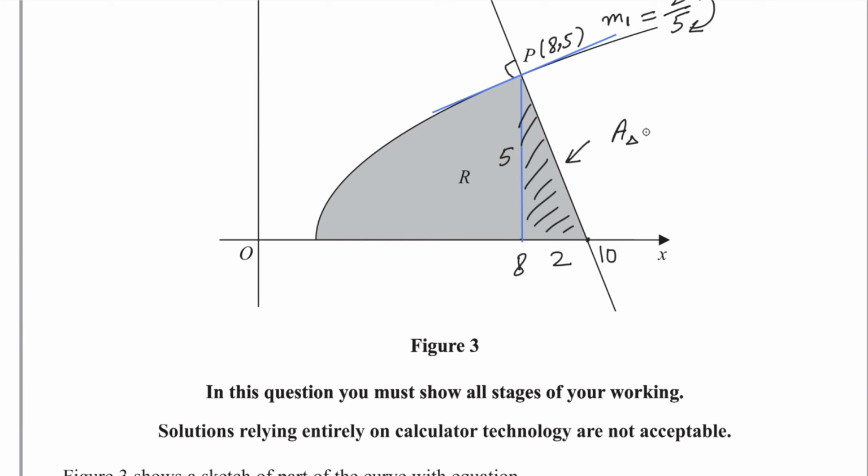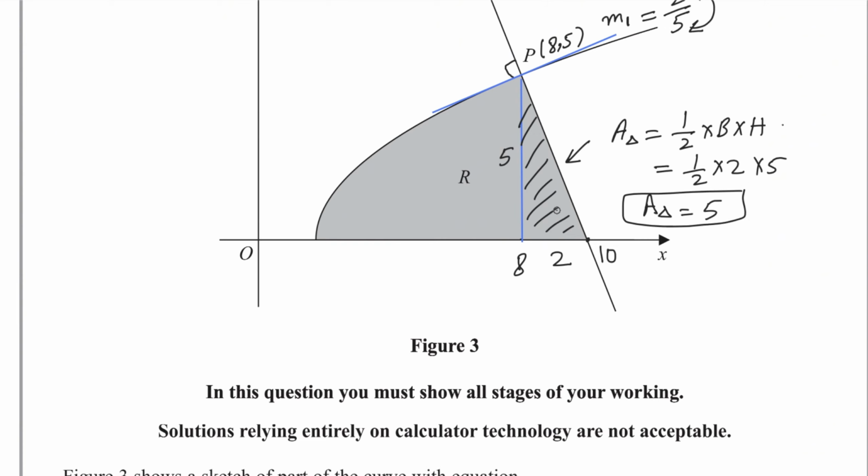The area of this triangle you could find by using this formula, 1 over 2 times base times height. Got it? Plug in the values. 1 over 2 times base is 2 and height is 5. So the area of the triangle is equal to 5. Hopefully you understand how to find this area.